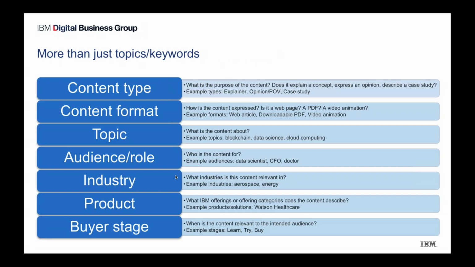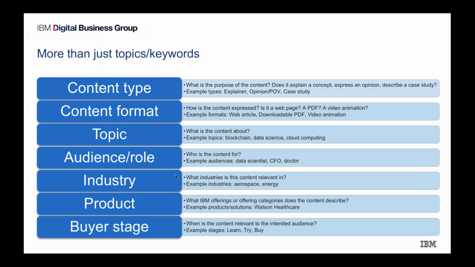So I've been talking a lot about topics as a taxonomy, and that's one of the anchors of our strategy. But I do want to mention the other ones that are part of the picture. Content type is a big one. What is the purpose of the content? Does it explain a concept, express an opinion, describe a case study? Hopefully a content type describes what's interesting about the content from a user point of view, not from an author point of view. An explainer of a concept, an opinion piece or point of view, or a case study are all examples of a content type.